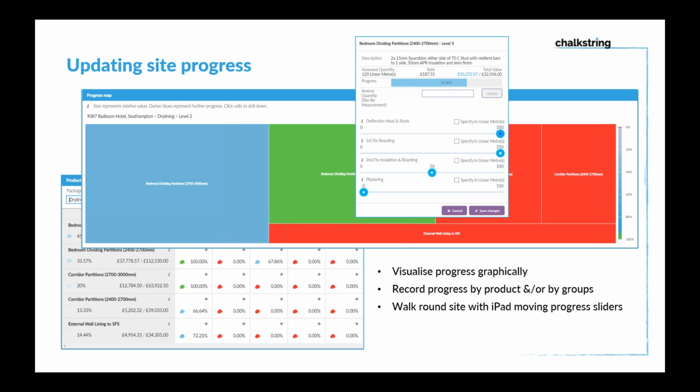Ultimately, this is all about walking around sites with an iPad or a tablet in your hands, moving progress sliders. Hopefully you can see on that graphic that's just come up, you can see these little slider bars. Just walking around site, updating those, and that is essentially deriving your value. And you can log issues and take photographs and attach all that information into the project as appropriate as you're walking around. So updating site progress is really simple, and we'll go through that.